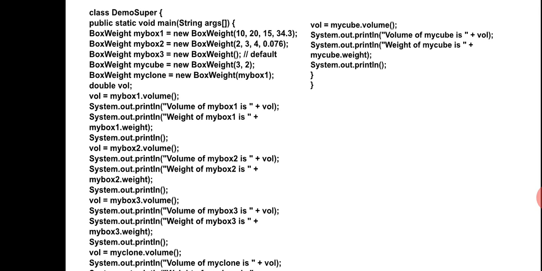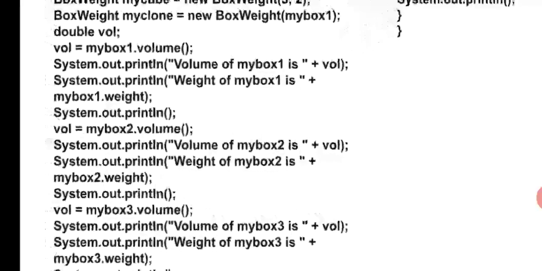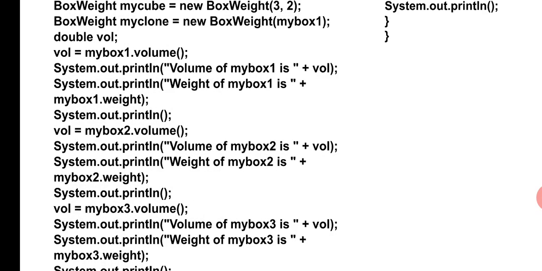Now using those values, you are printing VOL as well as my box 1 dot weight. That weight is nothing but 34.3. Then after that, you are going to print a new line. Then again VOL equal to my box 2 dot volume. My box 2 will have the values 2, 3, 4, so the same thing will be sent to the volume method. It will return 2 into 3 into 4. The same value will be printed using the next line System.out.println, the volume of my box 2, that VOL value will be printed.